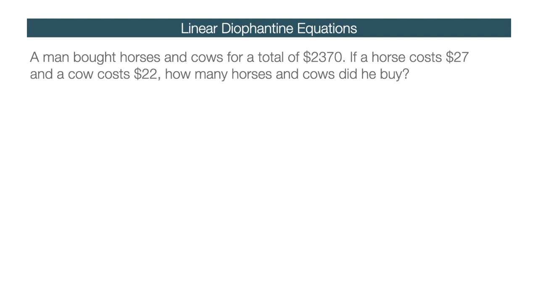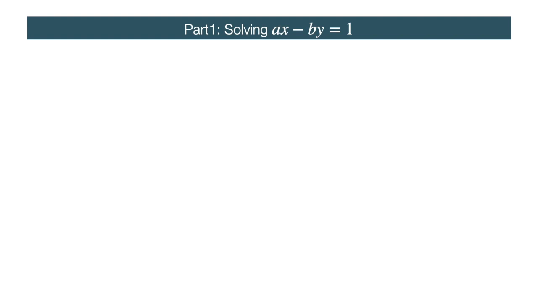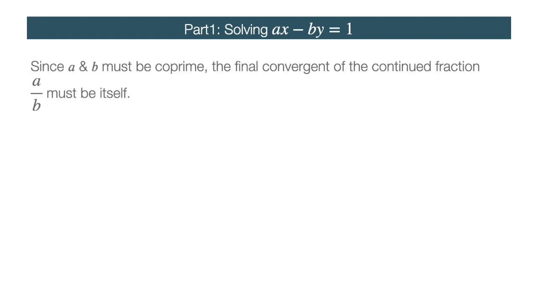In this question, we can see that 37h plus 22c is equal to 2370. And we know that c and h must be integers. But how do we solve it? We first need to know how to solve ax minus by equals 1. Since a and b must be coprime, the final convergent of a continued fraction a over b must be itself.